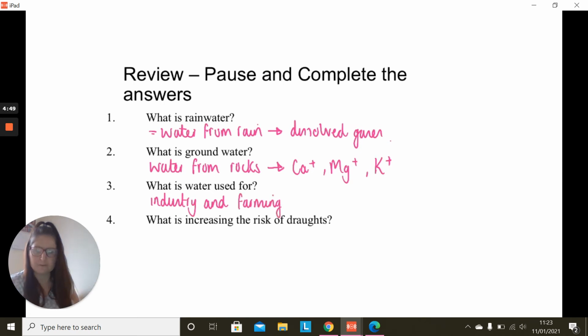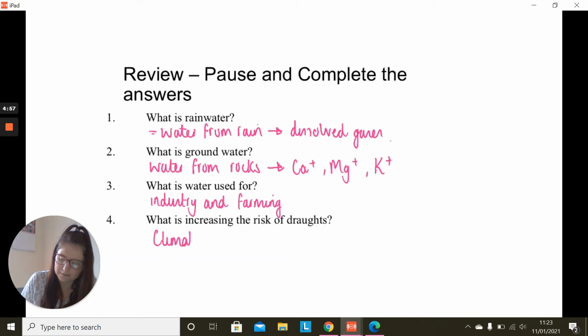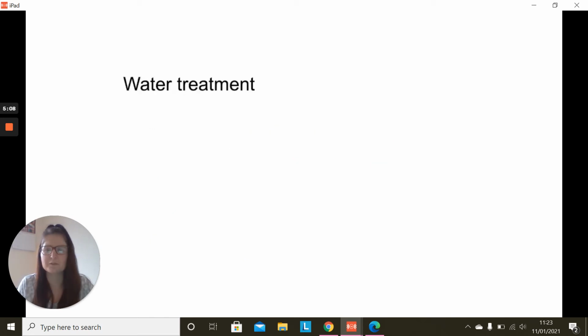And then what's increasing the risk of a drought? So a drought is a period of time where there's no rain. And what is increasing the risk is climate change. So climate change is increasing the risk of our droughts and limiting the amount of water that we have available to us. So we're going to look at water treatment.